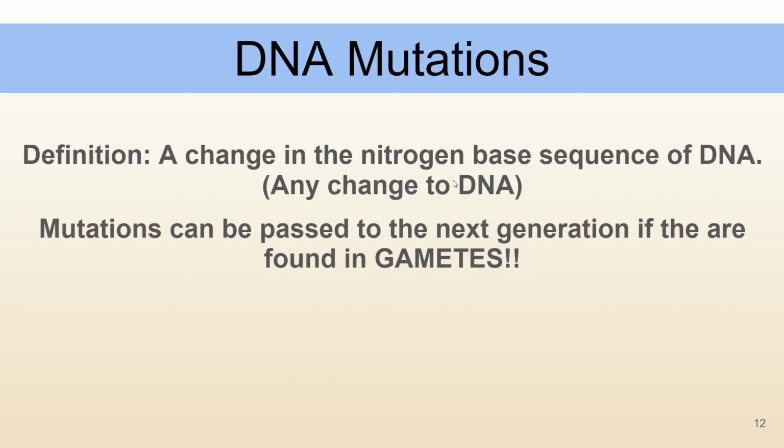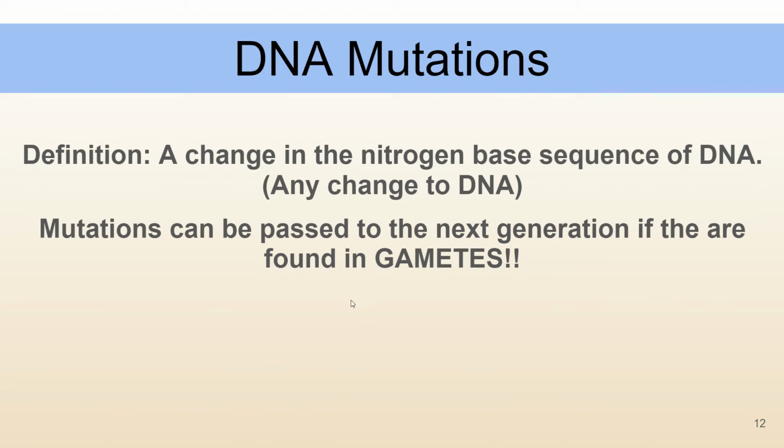So, the next thing we need to talk about are mutations, things that can go wrong, and how that affects protein synthesis. So, a DNA mutation is any change in the nitrogen based sequence of DNA. So, changing one of the letters in DNA. And remember, mutations are only passed to the next generation if they're found in a gamete, which is a sex cell, a sperm, or an egg.